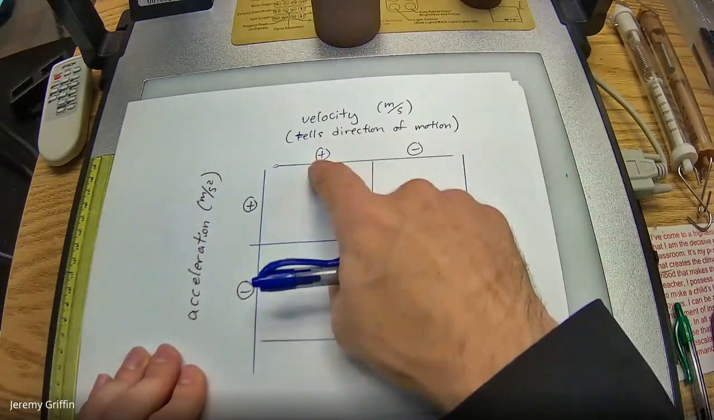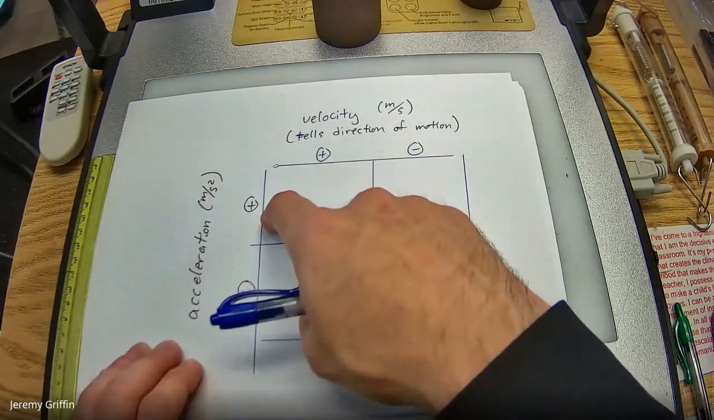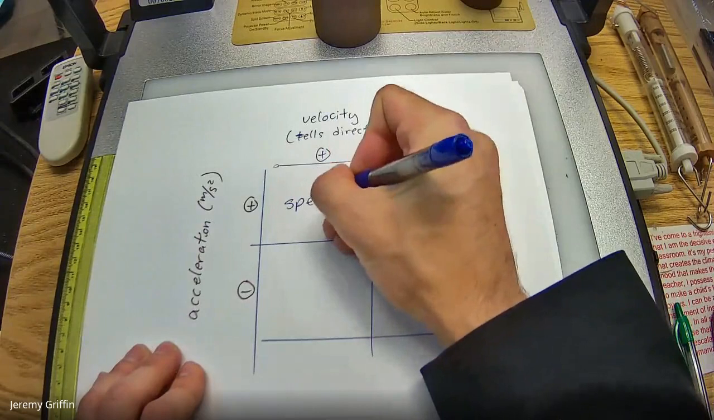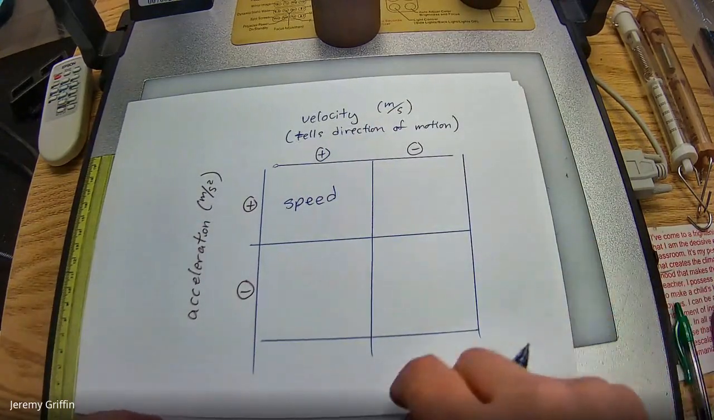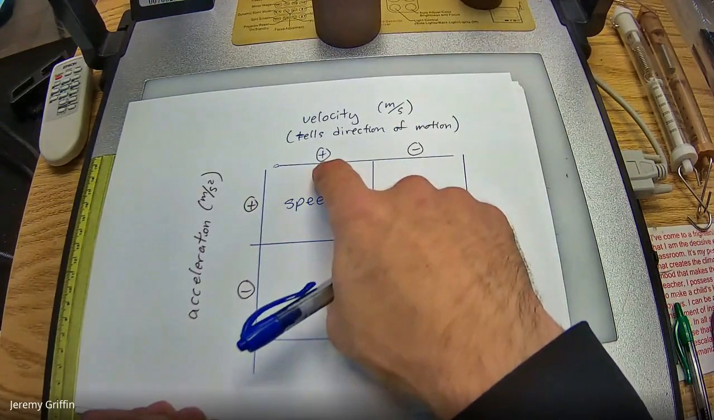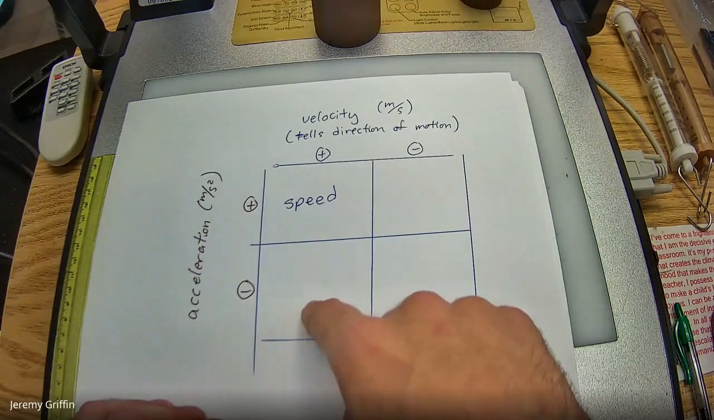So if it's moving forward in the positive direction, and it also is accelerating in the positive direction, what's it doing? Speeding up or slowing down? Speeding up. This is getting faster, faster, faster, picking up speed, right? Kind of like a ball falling off a cliff. What if it's moving forward, but has a negative acceleration? What do you think that means?